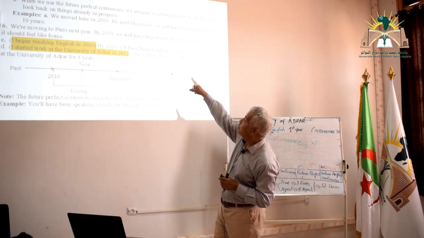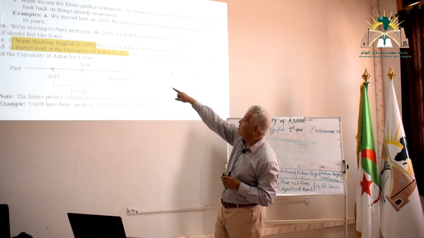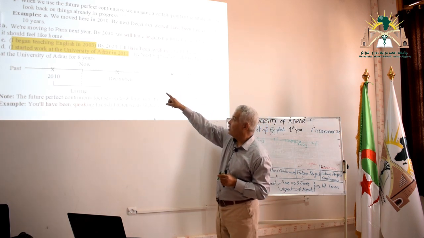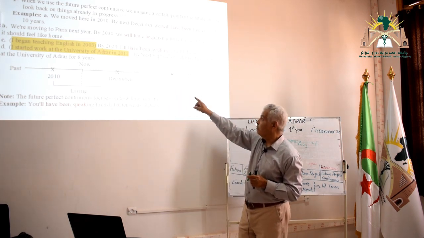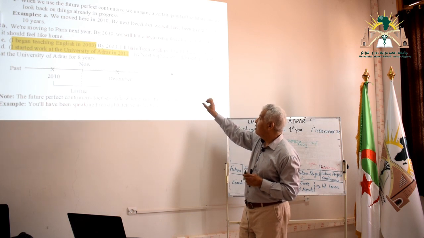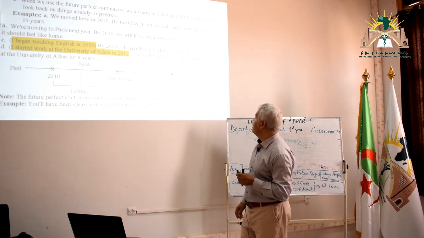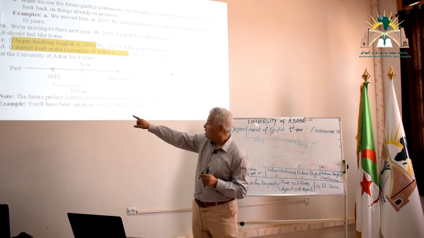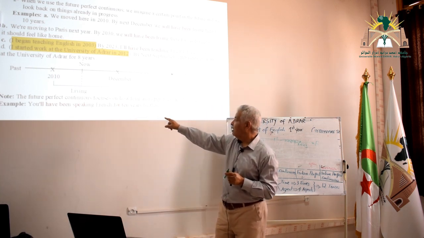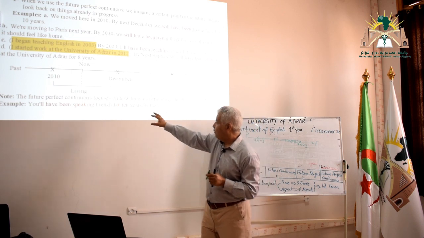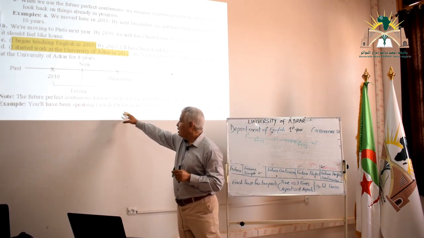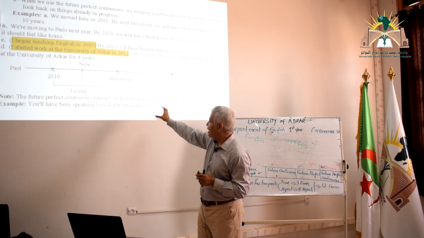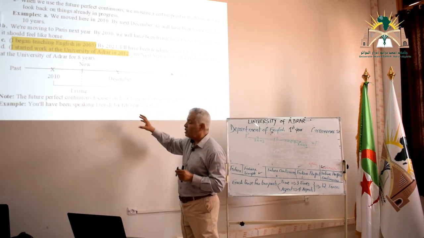If you go back to example B, we were moving to Paris next year. By 2030, we will have been living there for several years, and it should feel like home. You can conclude this: you will have been speaking French for 10 years by then. For represents the length, how long, the length of the period of time.